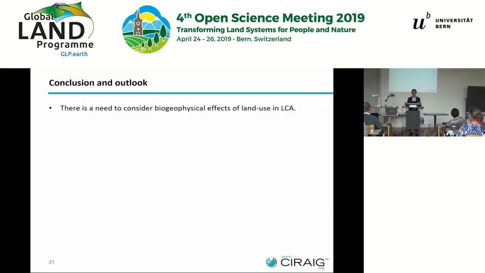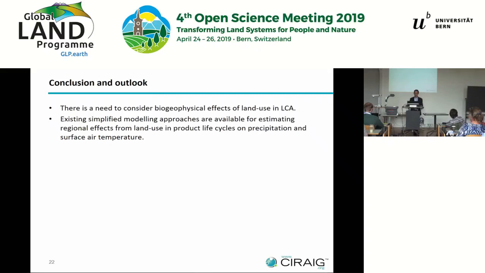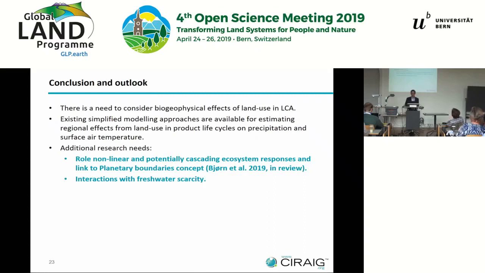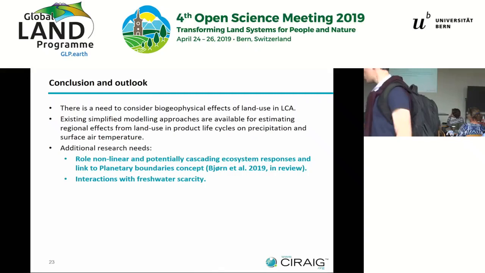And so to conclude, it's relevant to consider biogeophysical effects of land use in LCA, complementary to biogeochemical effects. Existing simplified approaches are available for estimating regional effects from land use in product life cycles on precipitation and on surface air temperature indicators. Nevertheless, additional research is needed to understand the role of non-linearities potentially causing cascading feedbacks on the ecosystem response, and also to understand what the thresholds are based on planetary boundary concepts, and finally, to better understand the interactions between land use change and other environmental issues like freshwater scarcity. Having said that, thank you for your attention, and I'm ready to take a few questions.